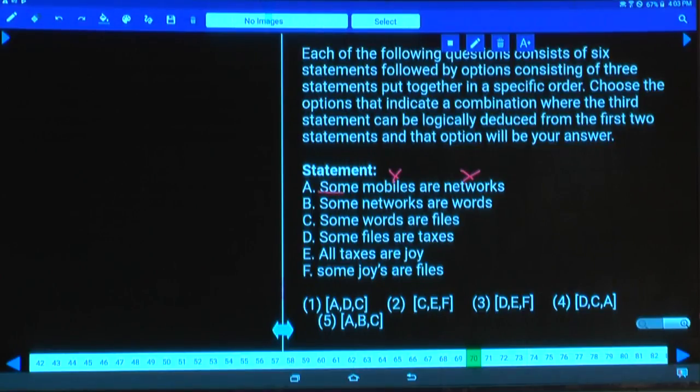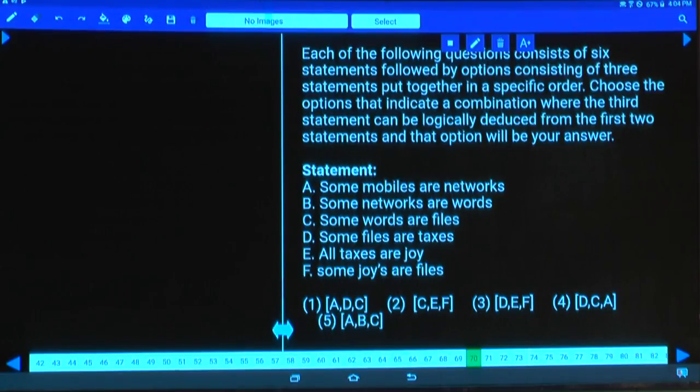Some and some means there is no middle term that can be distributed, and choice 1 cannot be your answer. Then coming to choice 2, C, E and F. Now C, E and F, C is some words are files, and E is all taxes are join. Now word, file, tax, join, there are 4 different words, there is no middle term, hence it cannot be concluded.